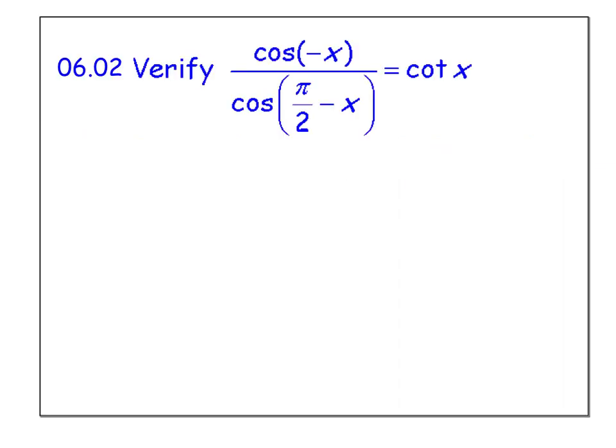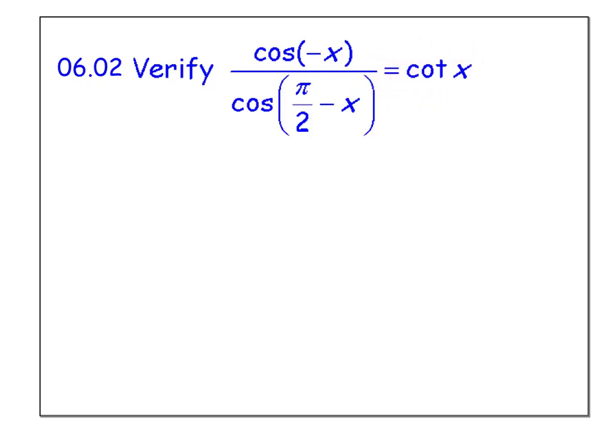Let's begin with just a simple verification. You've been verifying trig identities this week, and I know I haven't been there with you, so we're going to try to go over these before we do any kind of quiz or test or anything like that to make sure that you guys really understand it. But if we start with this one, we want to show that cosine of negative x divided by cosine of pi over 2 minus x is the same as cotangent x.